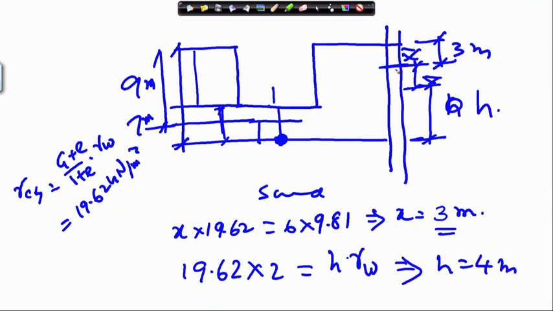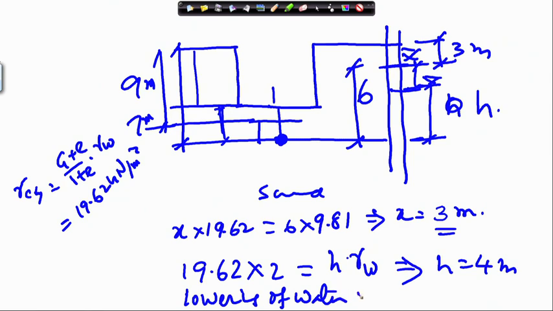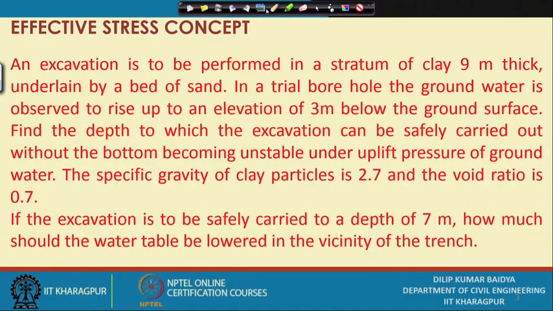Initially it was 6. So, initially this 3 meter from this side, that means this was 6, now this is coming 4, that means lowering of water table required is 2 meter. So, 6 to 4 we have to lower. So, this is another application, and let me see the next problem.